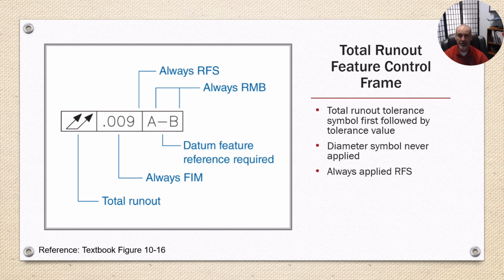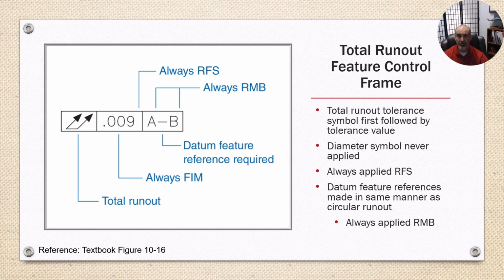So no modifiers. Datum feature references are made in the same manner as circular runout, but the way you check it, you have to account for the entire surface. And it's always applied regardless of the material boundary.